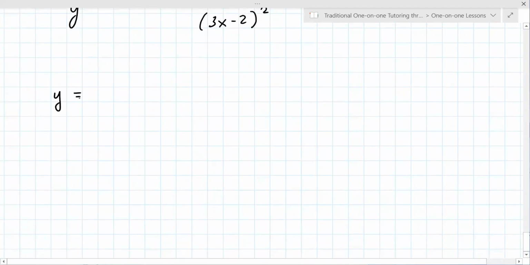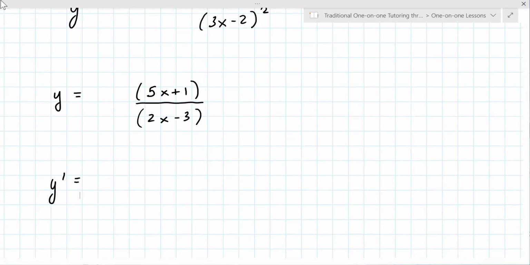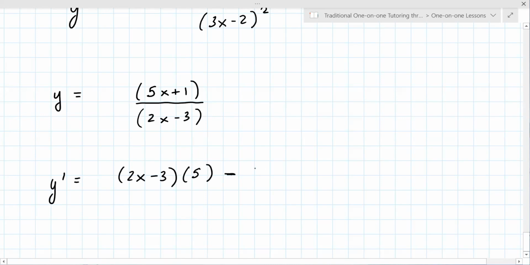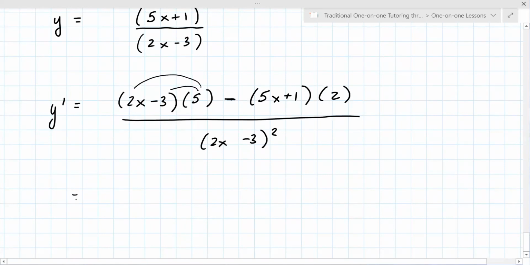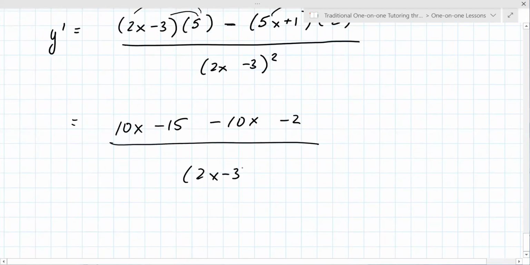Okay, let's try another one like that. Let's go 5x plus 1 over 2x minus 3. So your derivative is the bottom, 2x minus 3, times the derivative of the top, which is 5. Okay, so the numerator up here again, 5 times both of these, so that's 10x minus 15. Here, 2 times 5x is 10x, but there's a negative, so it's minus 10x, and 1 times 2, so it's minus 2, over 2x minus 3 squared.